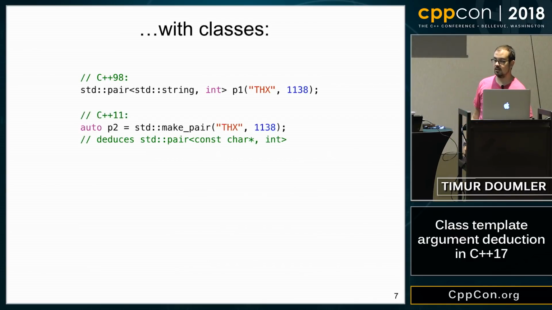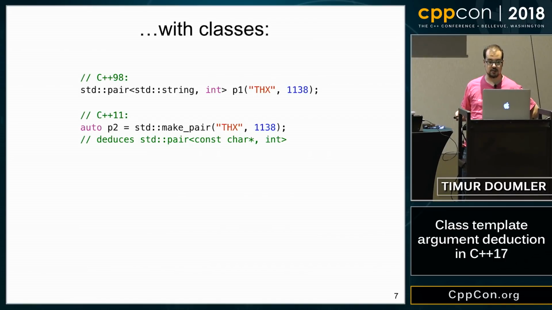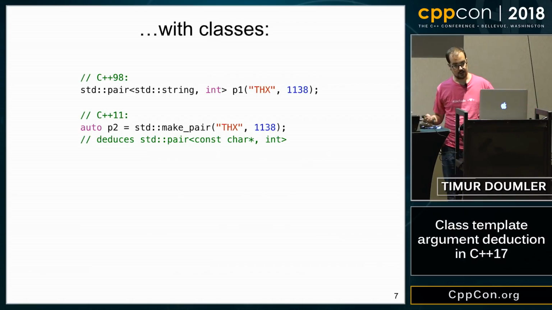In C++11, it got a bit better, because C++11 introduced auto as a keyword, and also this workaround where we can use freestanding functions where template argument deduction works. So we introduced these make functions. For example, for pair, you have make_pair, and then you give it a string and an int, and it's going to deduce pair. In this case, you give it a string literal, so it's going to deduce const char star and int. So you don't have to write those template arguments. You can just store them in the object and say auto.